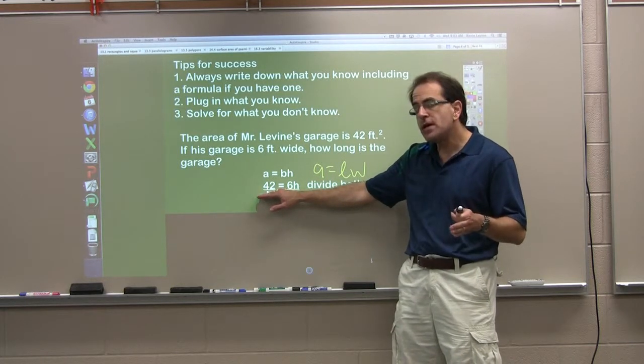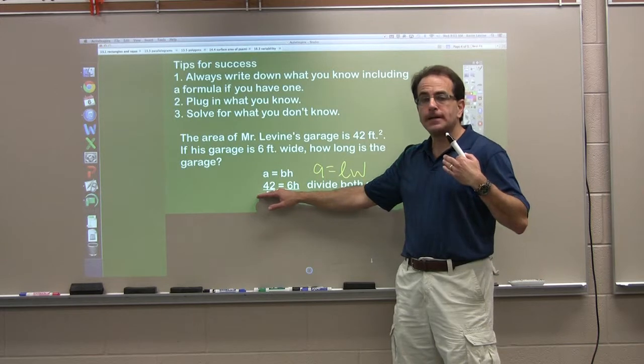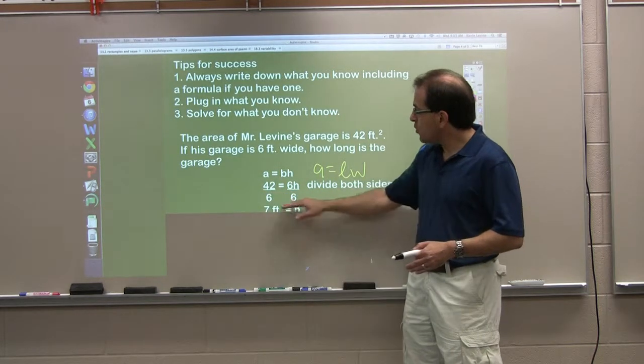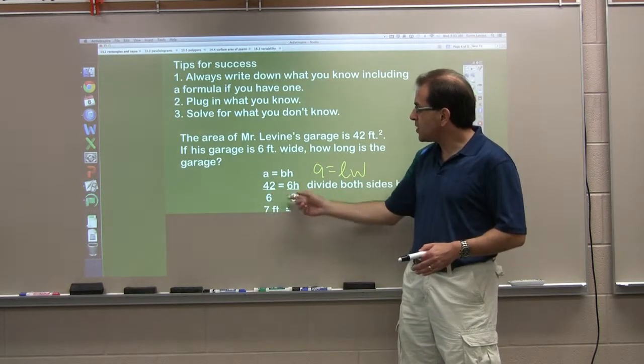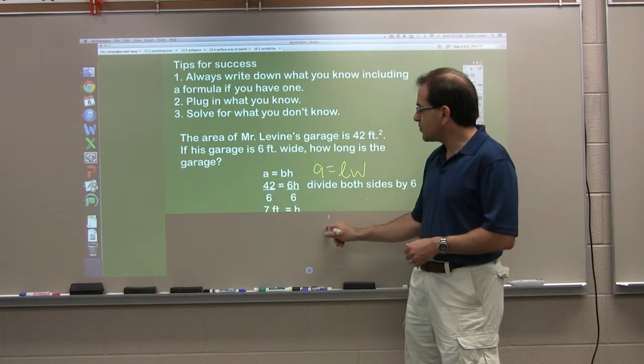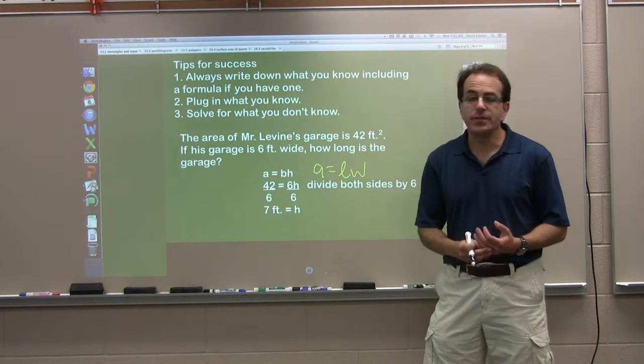We've plugged in what we know. Now we're going to use our solving techniques for one variable, one-step equations to solve for this. We're going to divide both sides, because you do the inverse operation and use the same number on both sides, and what you're left with is that my garage is 7 feet long.